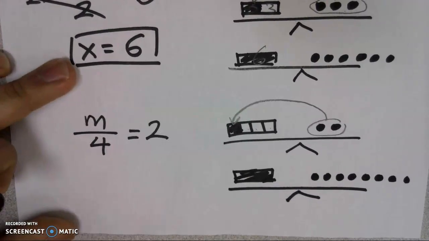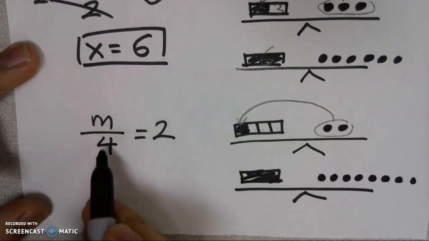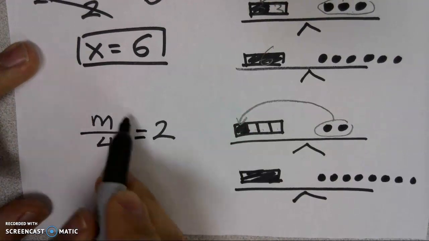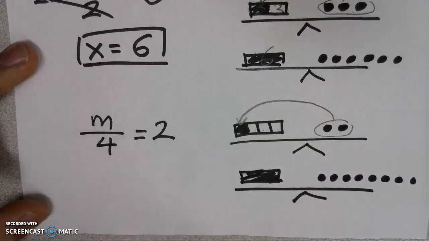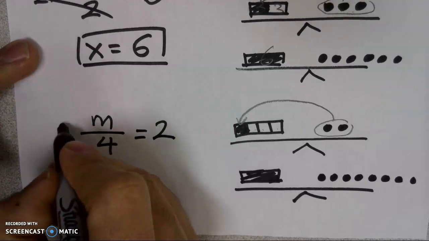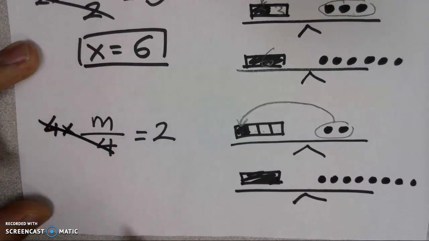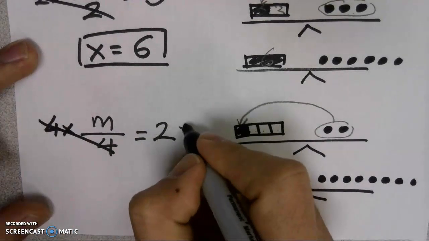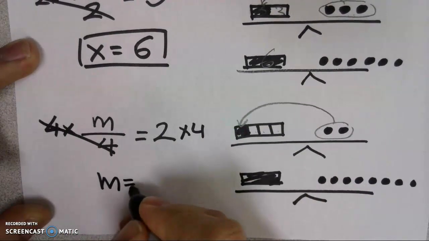So how would I solve this? If you know that what's happening right now is division, then my opposite will be multiplication. I'm going to multiply by 4. Whatever I do on the left, I do to the right. M equals 8.